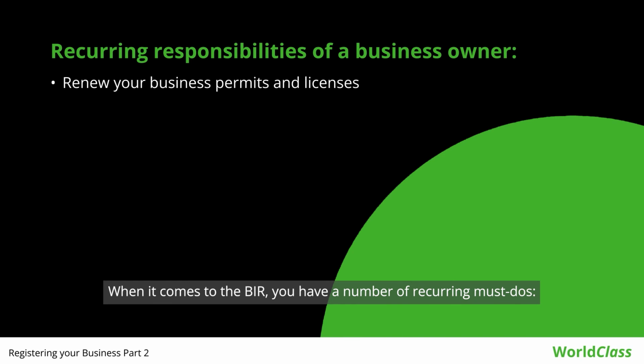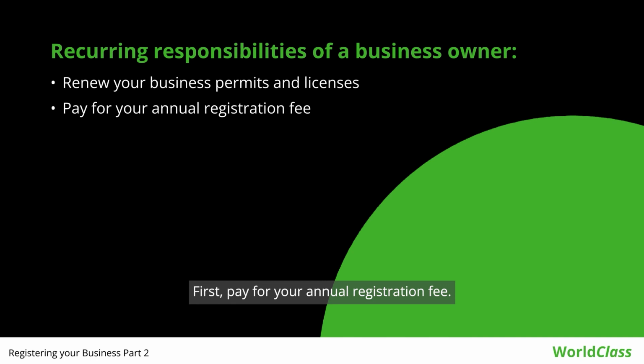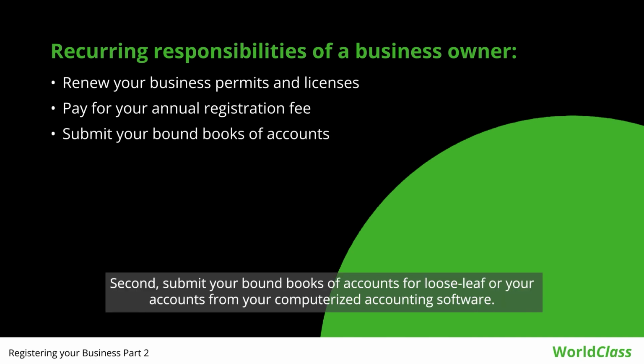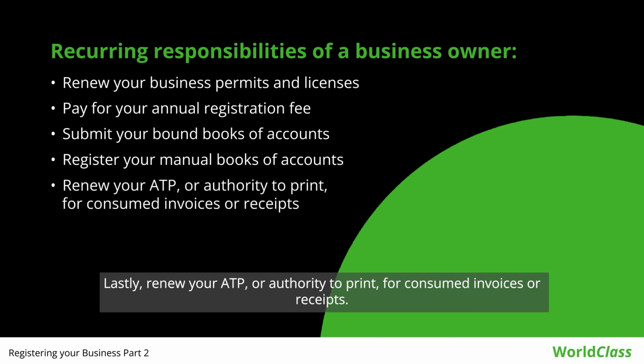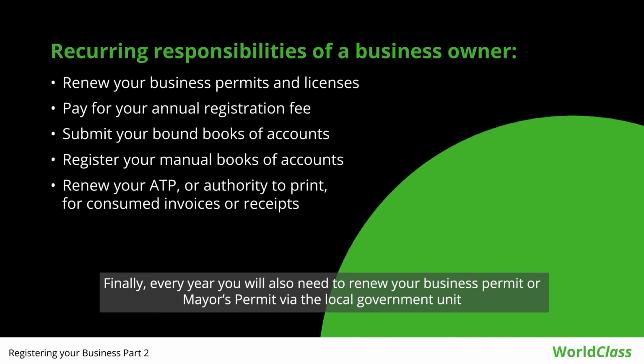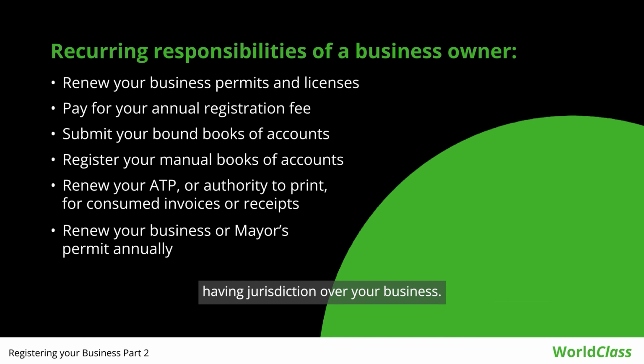When it comes to the BIR, you have a number of recurring must-dos. First, pay your annual registration fee. Second, submit your bound books of accounts for loose leaf or your accounts from your computerized accounting software. Third, register your manual books of accounts if the pages of the previous one had been exhausted. Lastly, renew your ATP or authority to print for consumed invoices or receipts. Finally, every year, you will also need to renew your business permit or mayor's permit by the local government unit having jurisdiction over your business.